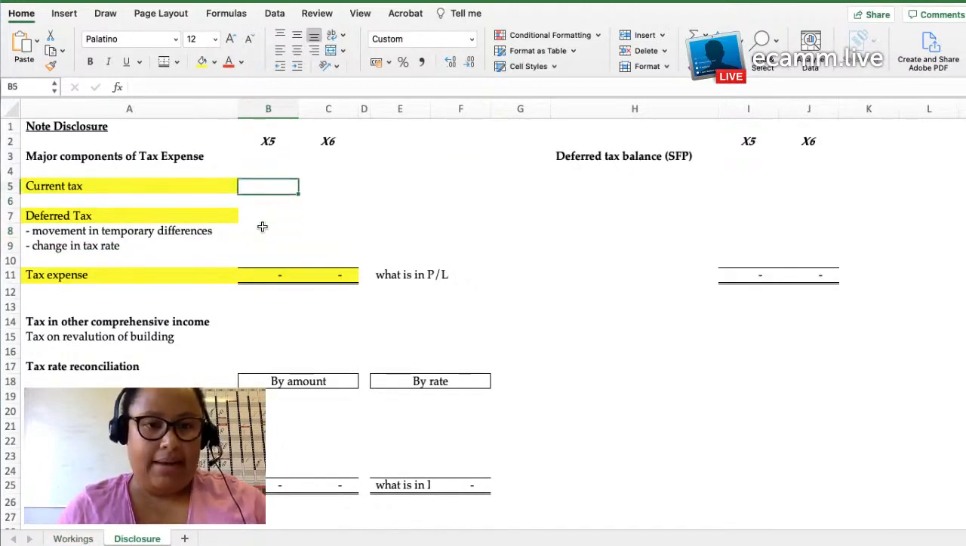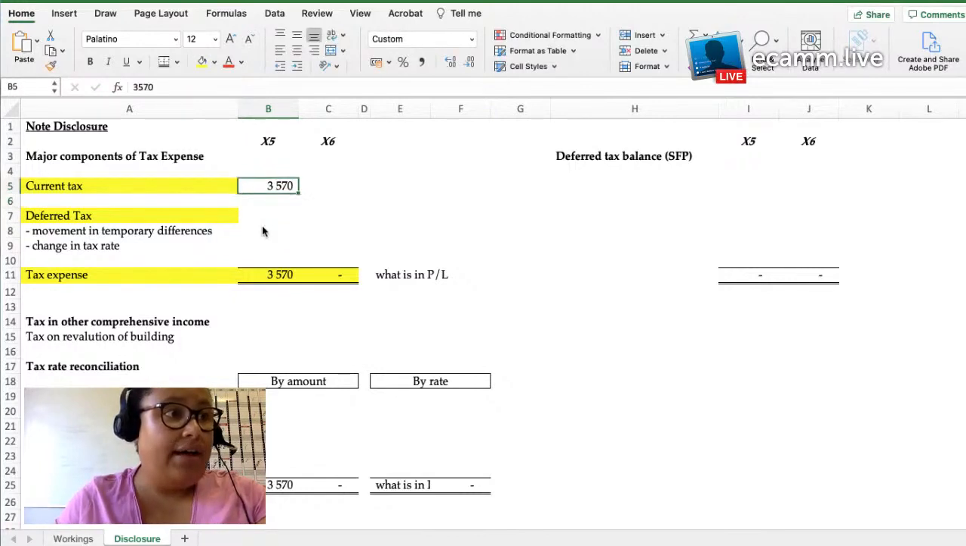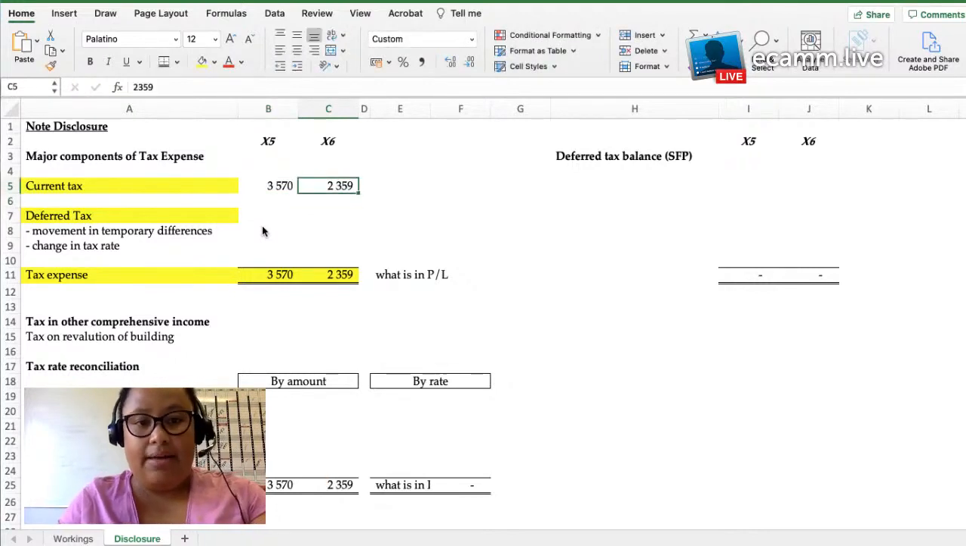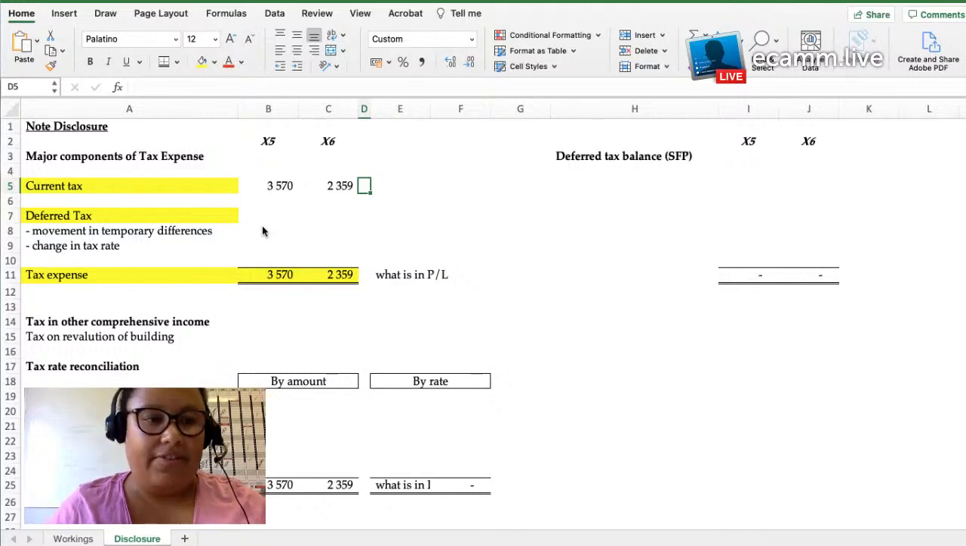Let's start populating numbers. Now, current tax, I said we're going to get to that calculation. So I'm just going to plot in the numbers that they did calculate for current tax. It was 3570, and then in X6 it's 59. These numbers were previously calculated, but I'll do a separate video on how to calculate the current tax for those that still need a bit of extra help with that. So now that gives us our deferred tax.